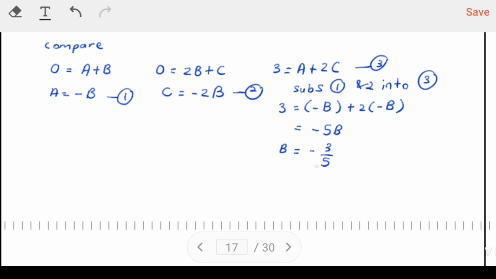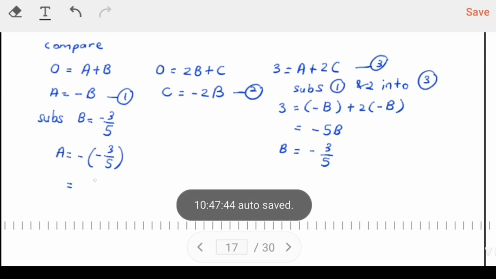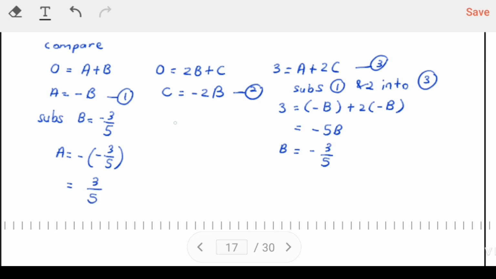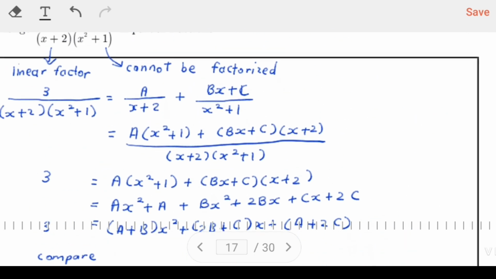Substitute back b equals negative 3 over 5 into equation 1 and equation 2. So a equals negative times negative 3 over 5, we have 3 over 5. When we substitute b equals negative 3 over 5 into 2, we get c equals negative 2 times negative 3 over 5, so c equals 6 over 5. We already found the values of a, b, and c. Then substitute the values into the general partial fraction.